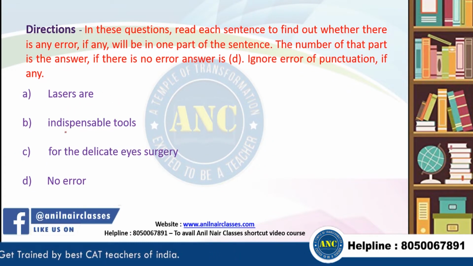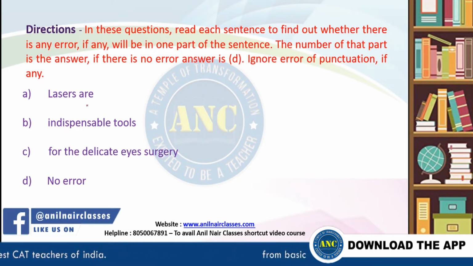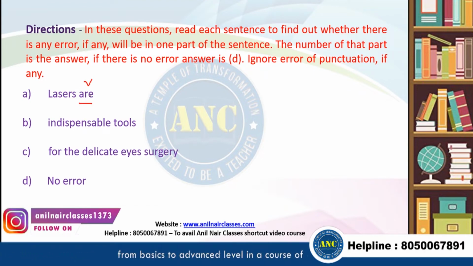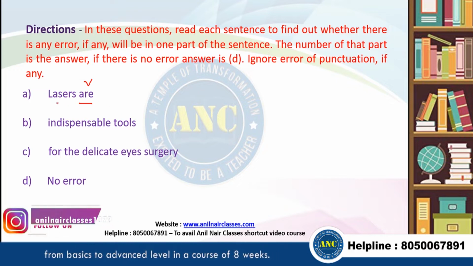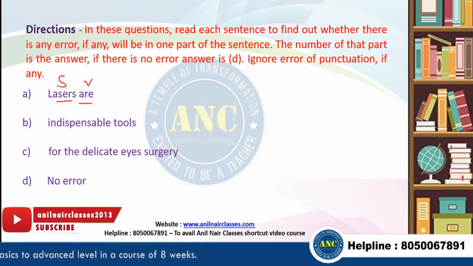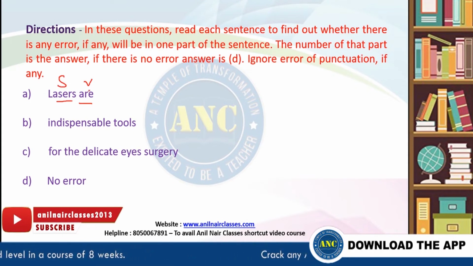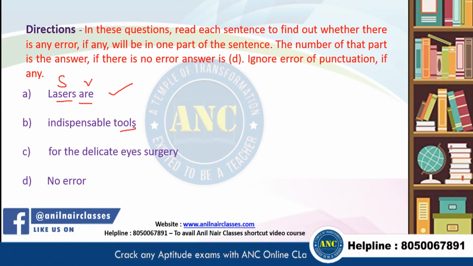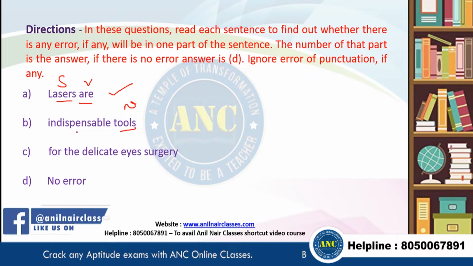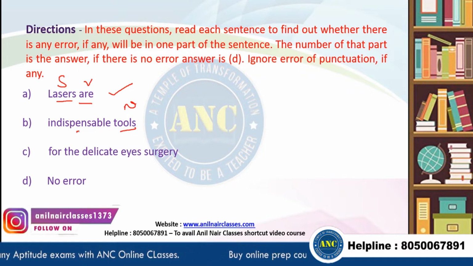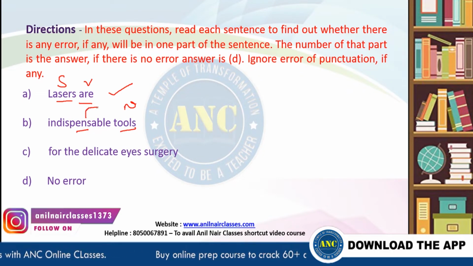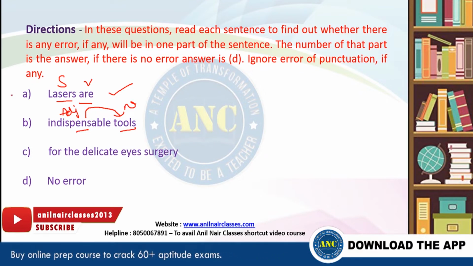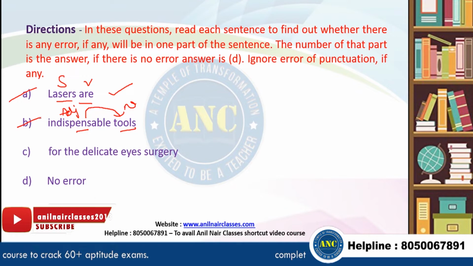Lasers are indispensable tools. So "are" is a verb. Our strategy, we have to look for the subject verb agreement. So what are indispensable tools? Lasers. Lasers is our subject, plural verb. Subject verb agreement is there. Indispensable tools. Tools is our noun. What kind of tools? Indispensable tools. So this indispensable is telling something more about the tools. So this is an adjective. It's perfectly fine. We can get rid of A and B.